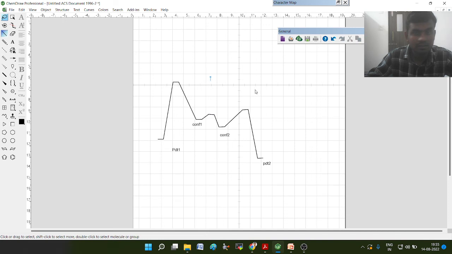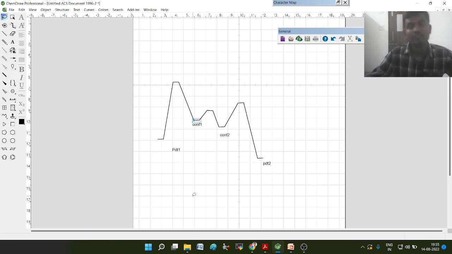This is just a qualitative picture, so don't take it too seriously. Overall it will look like this. Conformation 1, which has a gauche interaction, has a higher energy transition state to give us the product with a little bit higher energy. So this is the cis product, a minor product, and here it is the major product.